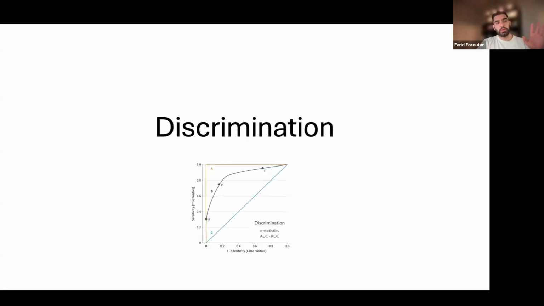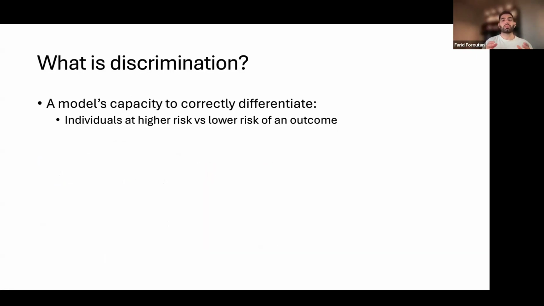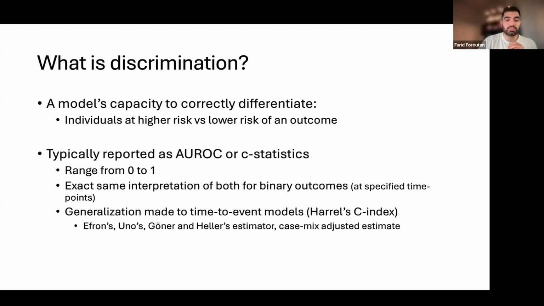So again, one of the statistics that we tend to get from these is discrimination. Discrimination is your model's capacity to be able to correctly differentiate individuals who are higher risk versus the lower risk individuals for a given outcome of interest. And the typical way that we report this discrimination statistic is, again, through the area under the receiver operating curve, or something that's called a concordance statistic.